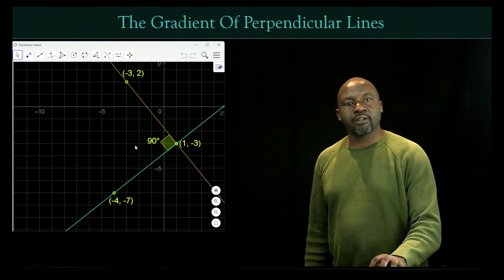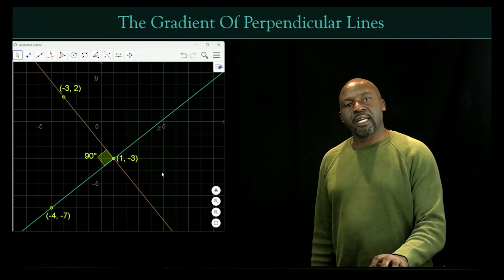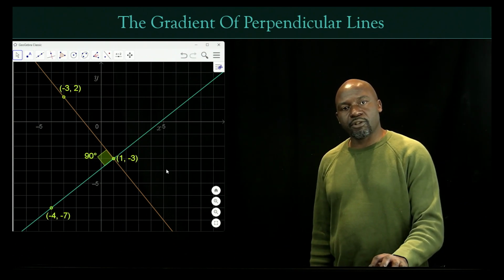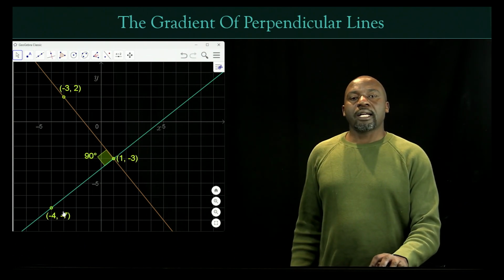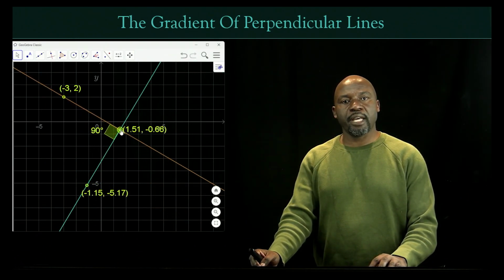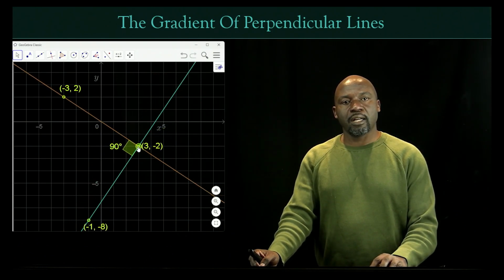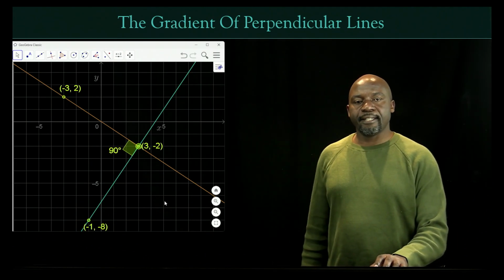Now let's talk about the gradient of perpendicular lines. I took the opportunity and made 2 perpendicular lines on Geogebra. I can turn this around. I can pick a point and move this around, but the 2 lines will always remain at 90 degrees to each other. So these are perpendicular lines. The angle between them is always going to be 90 degrees.